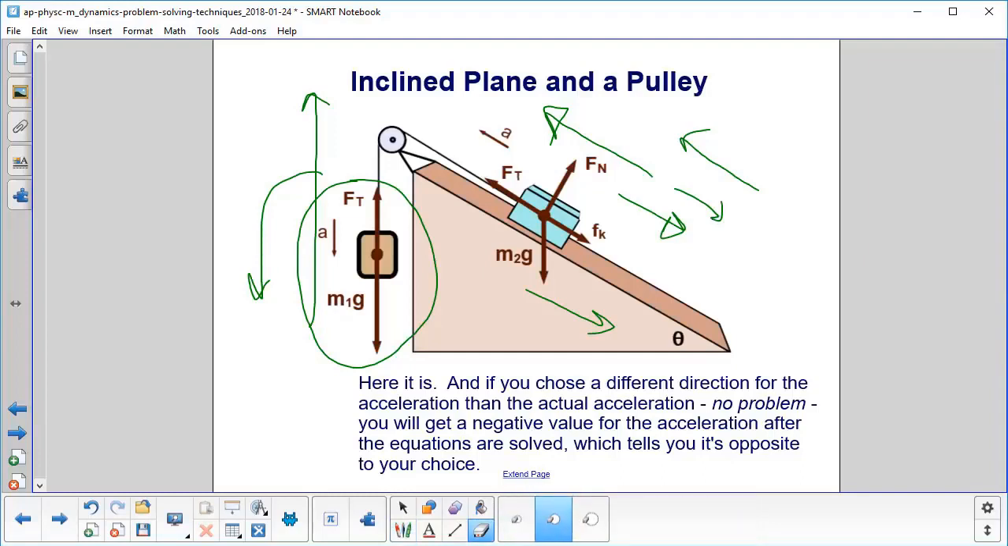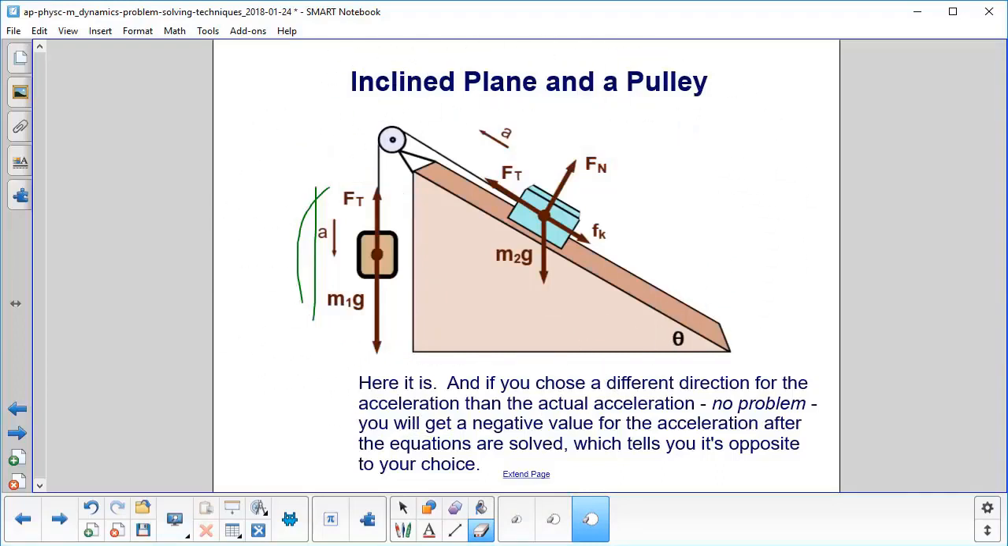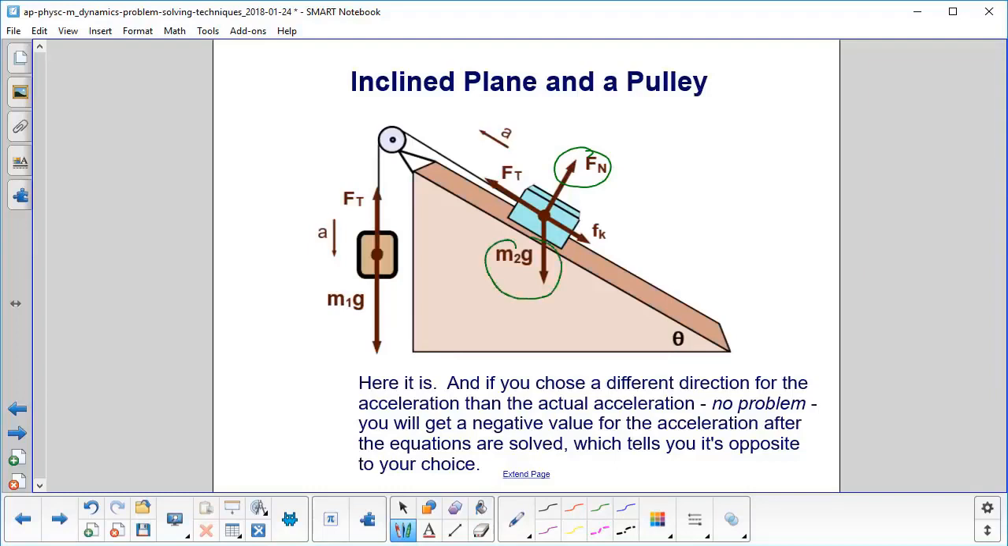So let's just get rid of all these arrows so we can look at the free body diagram on the box on the incline. And what do we have? We have the normal force, which is perpendicular to the inclined surface. We have gravity, and make sure you call that M2. This is M1, this is M2, because later on, if you have the M's, you might decide to cancel them out. You can't, they're two different masses. You also have kinetic friction, which is opposing motion, and you have your tension force here.